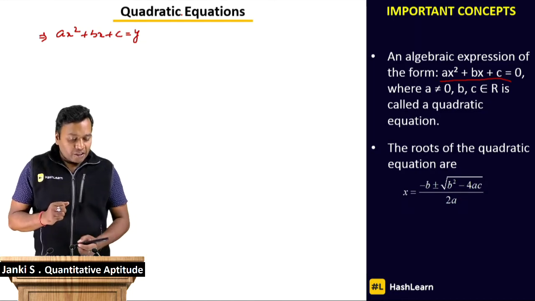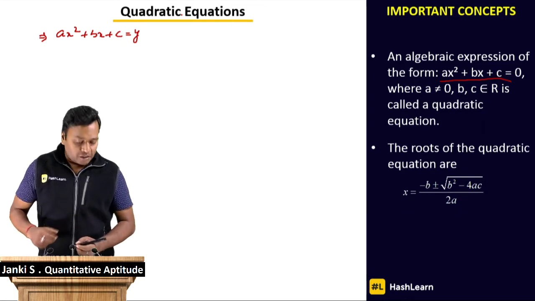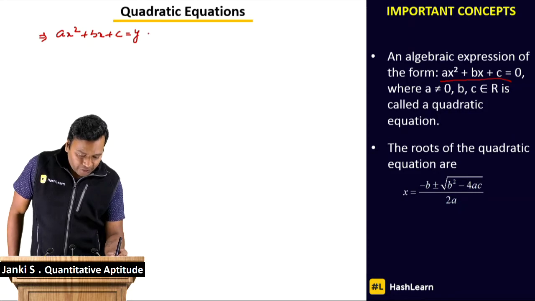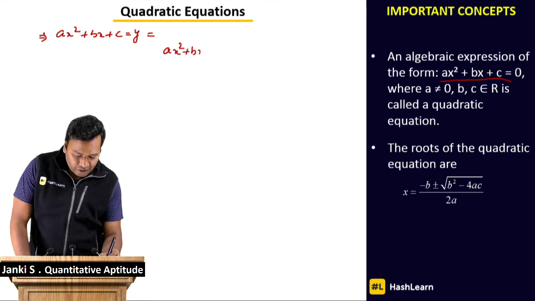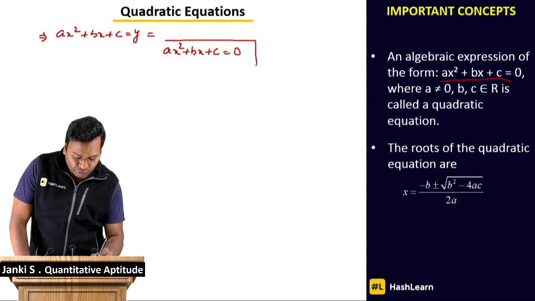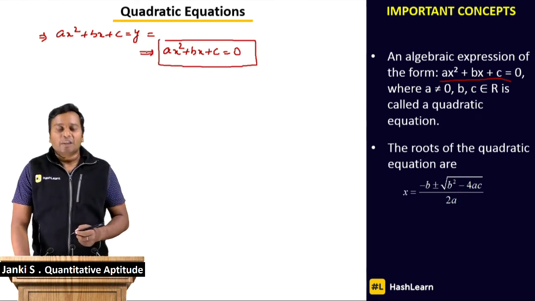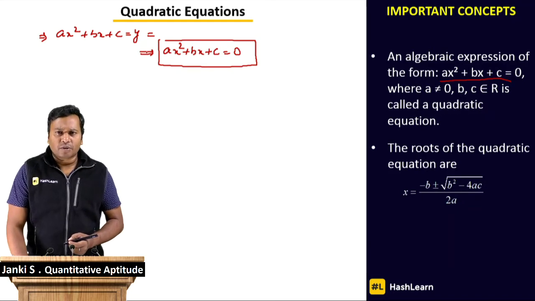Now when it's ax square plus bx plus c is equal to y, that is nothing but my expression here. But when it's ax square plus bx plus c is equal to 0, this format is considered a quadratic equation, right? So ये जो format है वो quadratic equation होता है.